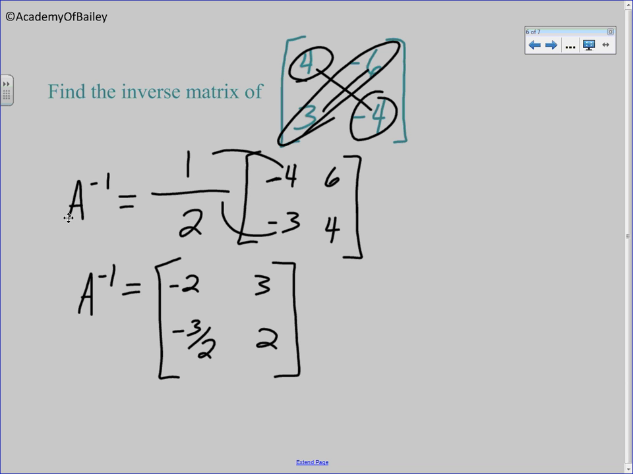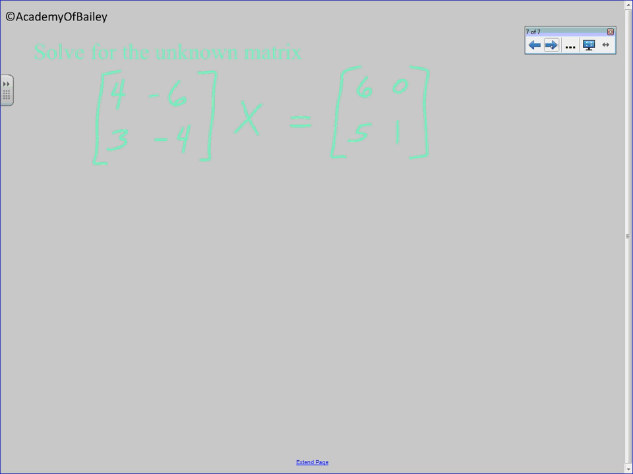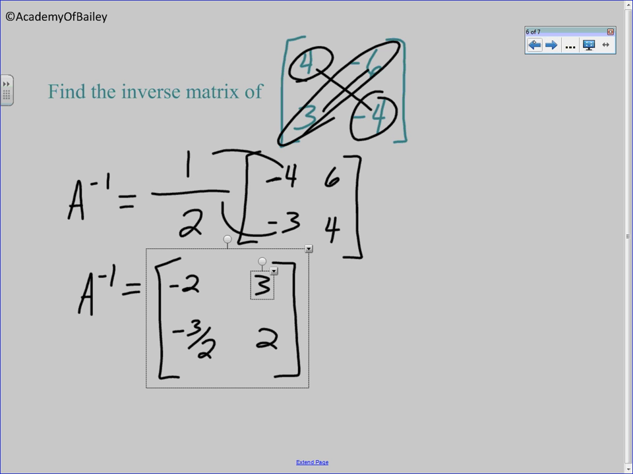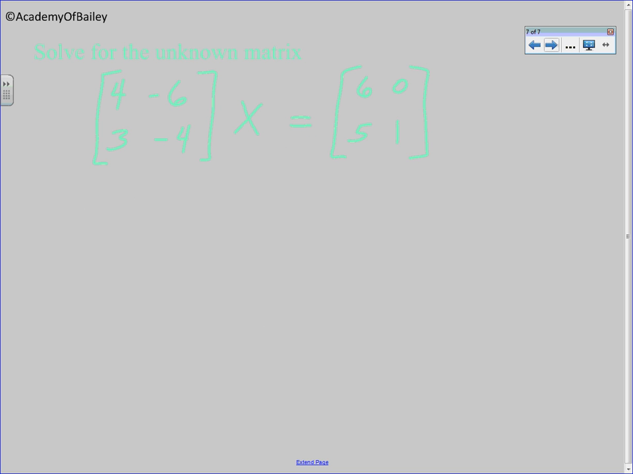Okie dokie. And from there, let's take that. And now let's look at what we have here on the next screen. It says solve for the unknown matrix. Let me make sure that we have the same ones. 4, -6, 3, -4, 4, -6, 3, -4. Okay, so those matrices are the same. All right, so in order to cancel this one out, we want to multiply it by the inverse of it, which would then cancel them out, leaving us with X is equal to the inverse from the previous slide.